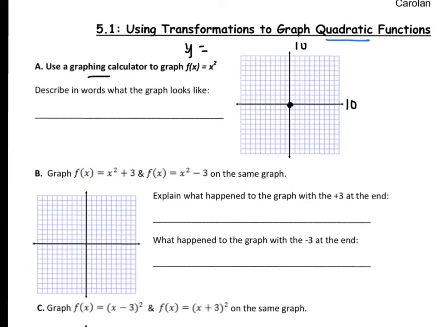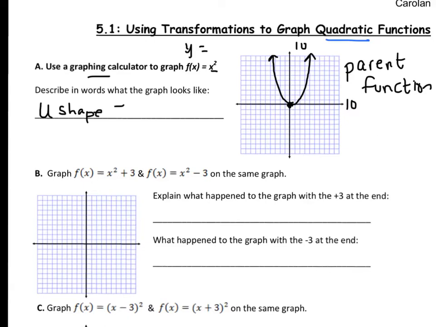But when you do that, or if you don't have a graphing calculator, you're going to get something that looks like this. So go ahead and sketch that on the graph. This is called the parent function for quadratics. It's the parent because it's just plain old y equals x squared. There's no other numbers added or subtracted. There's no parentheses. It's just the plain one, so it's the parent function. In words, we could say that this is a U shape, otherwise known as a parabola.